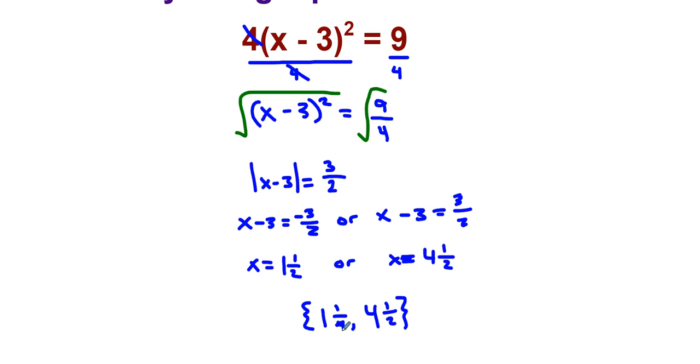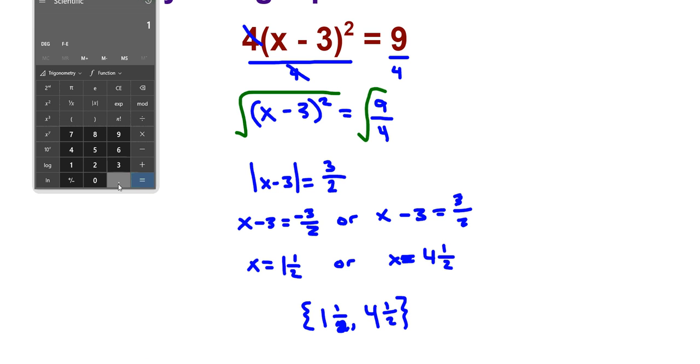So if you plug in 1.5 minus 3 is negative 1.5. Negative 1.5 squared is 2.25 times 4. Yep, that's 9. Plug in 4.5 minus 3 is 1.5 squared times 4, also 9. So these two check out. I know that the work is correct.